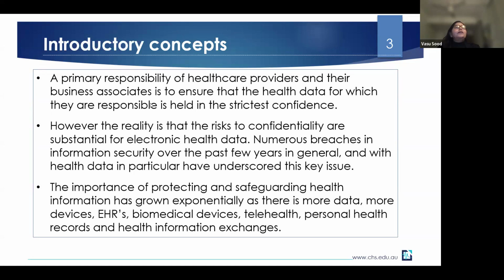With the rise in digital health tools like electronic health records, biomedical sensors or biomedical devices, telehealth, health information exchange, etc., the need to protect sensitive health information is more critical than ever. Therefore, it is important to understand this topic, understand data protection laws. We basically have three major concepts in this area.